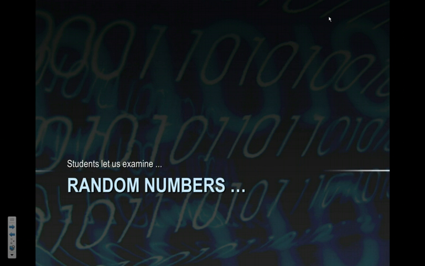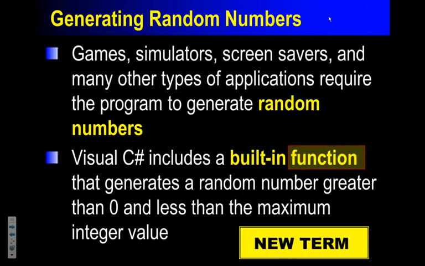And the randomness all comes from numbers. So we're going to start by generating some random numbers, okay? So games, simulators, screensavers, all kinds of stuff require random numbers. In C#, random numbers are generated through what's called a built-in function. Now, any of you who are taking a certain level of math this year have heard that word before in a math context, okay? But that also applies to computer science. Not so much this year, but more so next year, okay? It generates a random number between 0 and some maximum. So I can say, give me a random number between like 0 and 100. It'll give me that, okay?